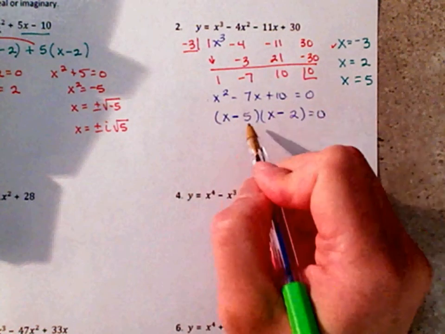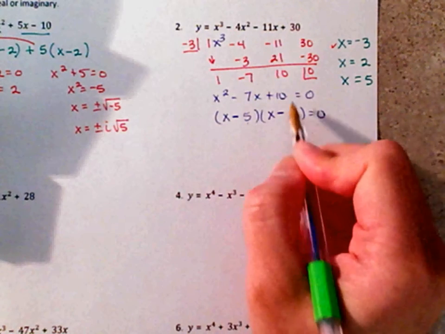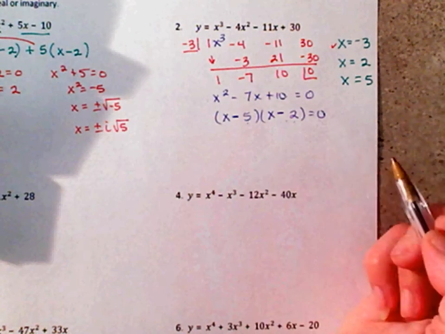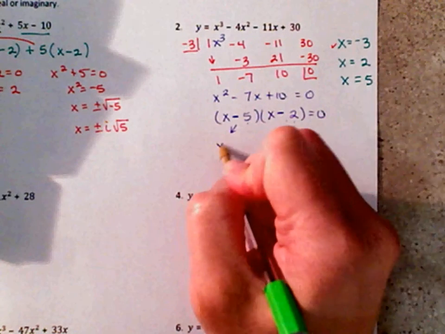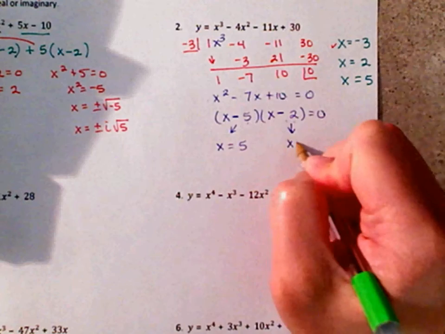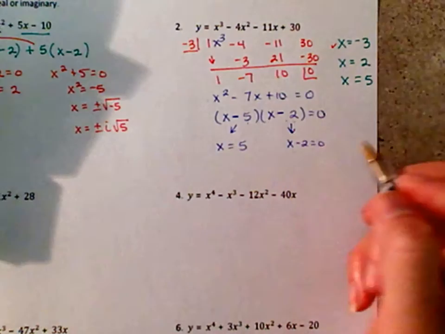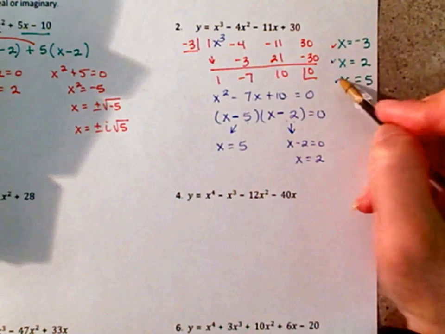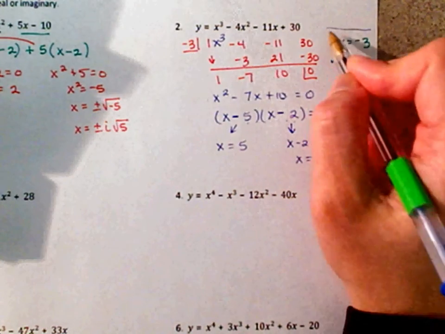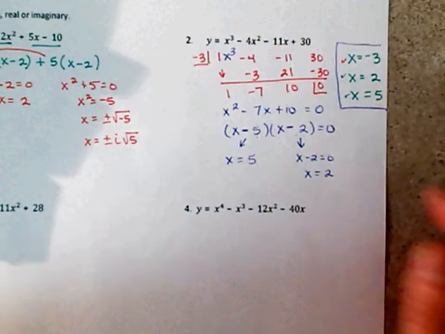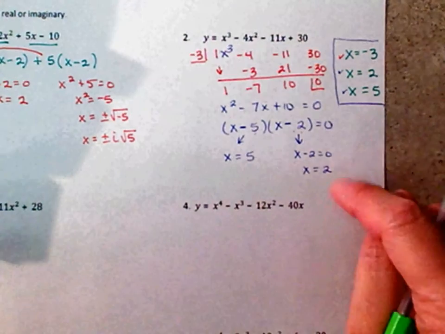Negative 5 times negative 2 is positive 10. Negative 5 minus 2 is negative 7. Okay? Set each one of these equal to 0, so that x is equal to 5. Let me show you how to do that one. Add 2, so x is equal to 2. Notice how I have both of these solutions. Okay? That's showing your work right there. Even though you could get that off the calculator, show me your work.